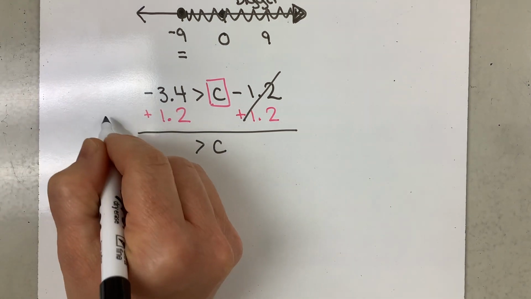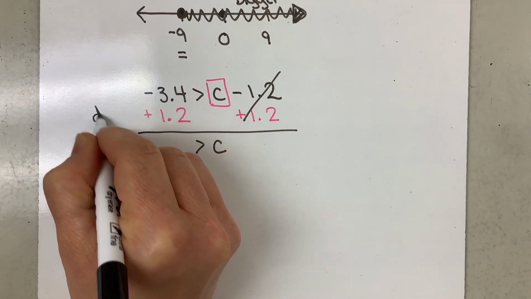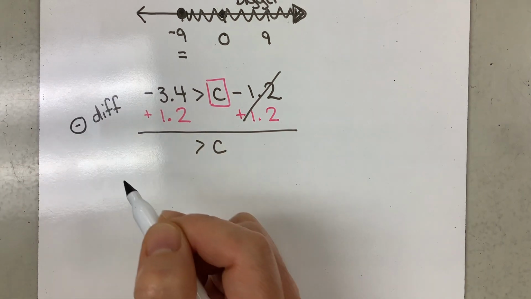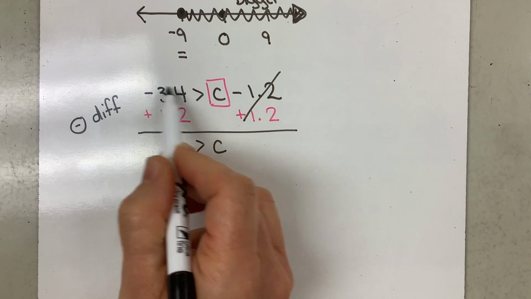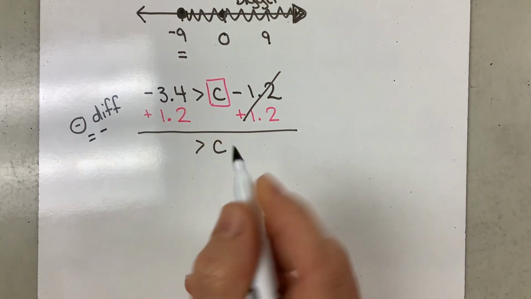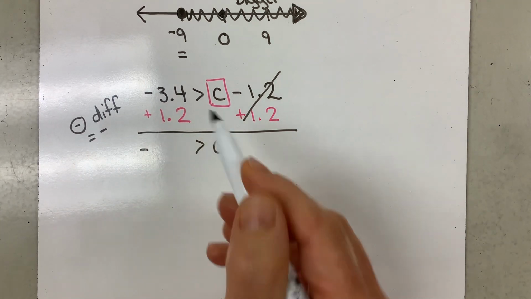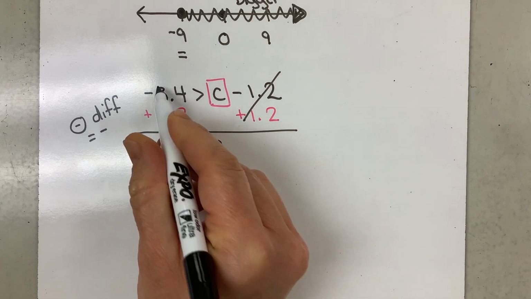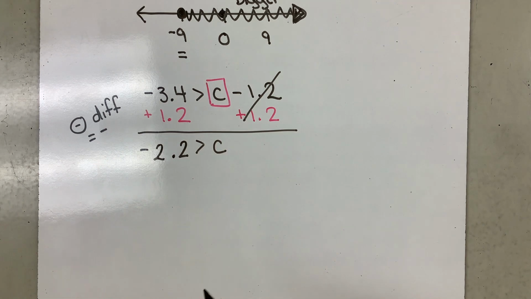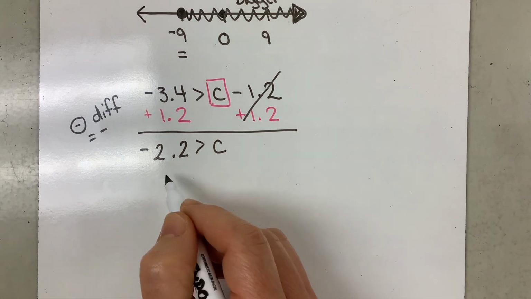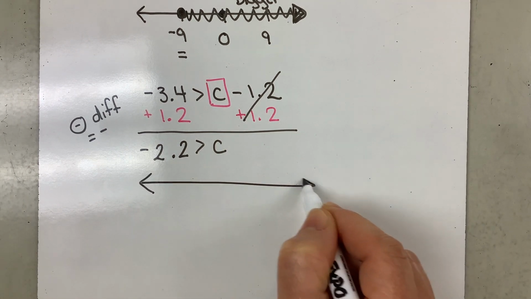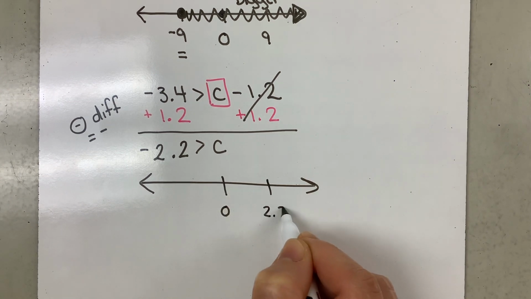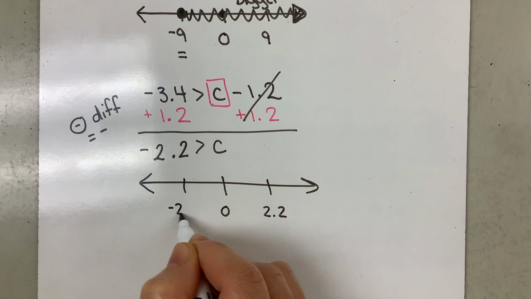But now these are, again, they have different signs. So we are going to be subtracting. The bigger one is negative. So I know my answer has to be negative, and I'm going to subtract. So 4 minus 2 is 2. 3 minus 1 is 2. All right, but now we want to create our number line. So we're going to have 0, 2.2, and negative 2.2.